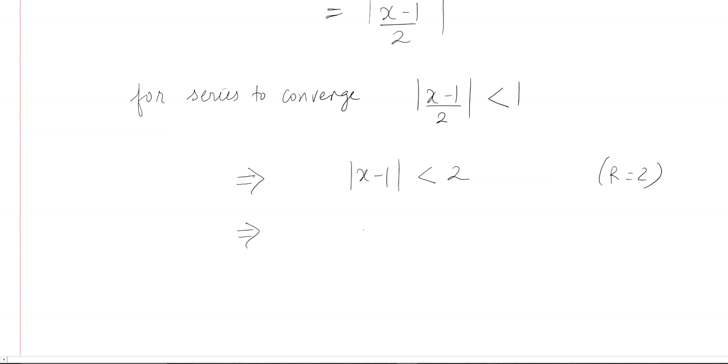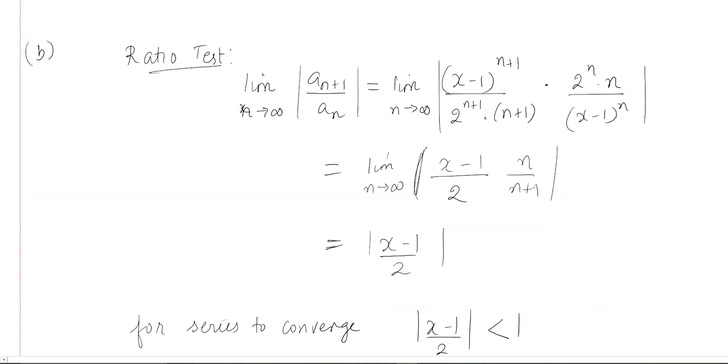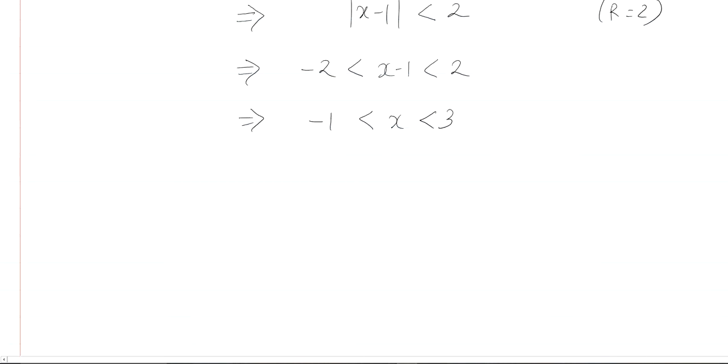Now we can see that x minus 1 is greater than minus 2 and less than 2. Then I can move the minus 1 to both sides, and I get minus 1 less than x less than 3. So this happens to be our interval of convergence. Now, to find the interval of convergence, we should also test the function at the two endpoints and see what we end up getting.